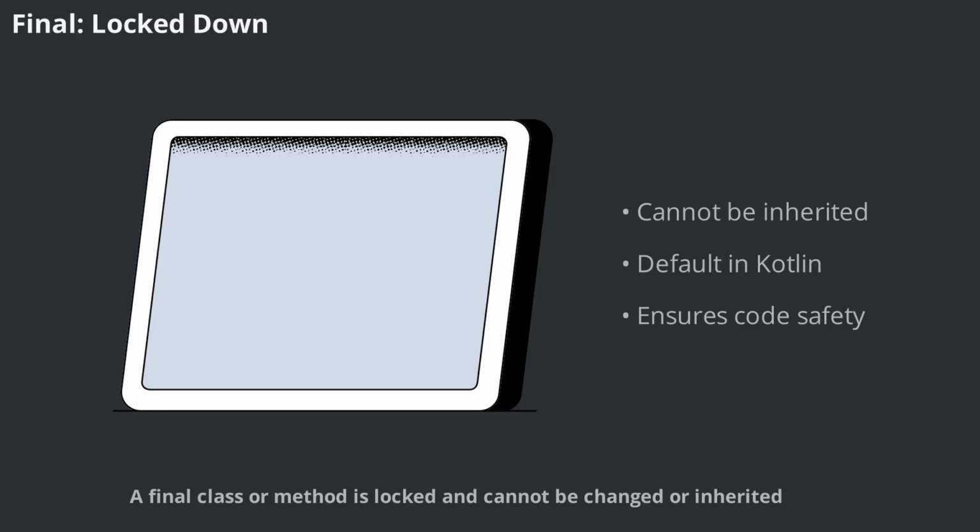A final class or method is locked and cannot be changed or inherited. This is the default in Kotlin, preventing accidental modifications. Imagine a brand new iPhone. It's sealed and you can't alter its internal hardware. Final classes are perfect when you want to guarantee that your code remains unchanged and secure.